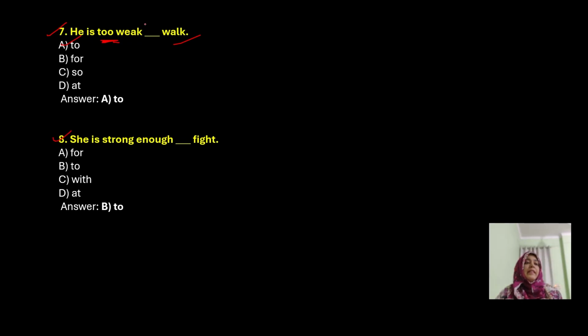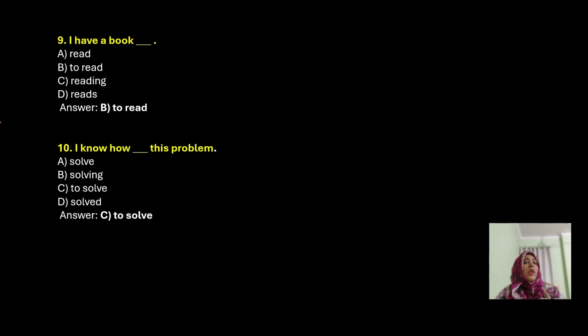Next, eighth sentence, she is strong enough. You can see enough here. So with enough, we will use infinitive. To fight. What will come here? To fight, right? She is strong enough to fight. B is the right answer. Now coming to the ninth sentence, I have a book. So book is a noun here and it is being described. What will come? To read. I have a book to read.